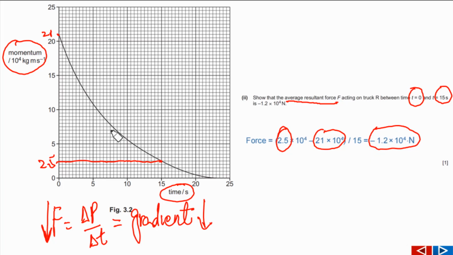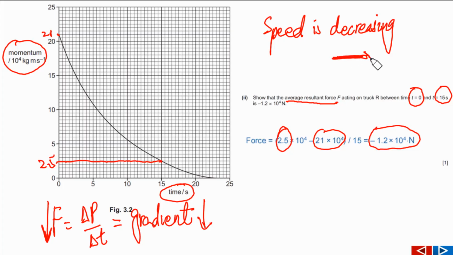So in this case, speed is decreasing because the force is opposite to the direction of motion. Imagine that the velocity is positive, so the object is moving this way, and the force is this way, which is opposite. So the force is in the opposite direction.